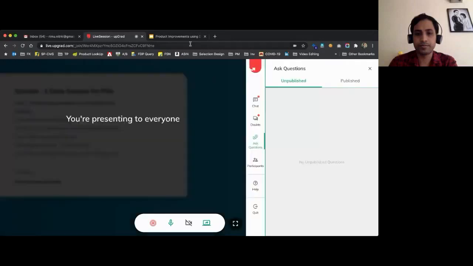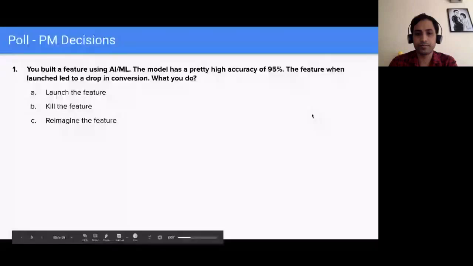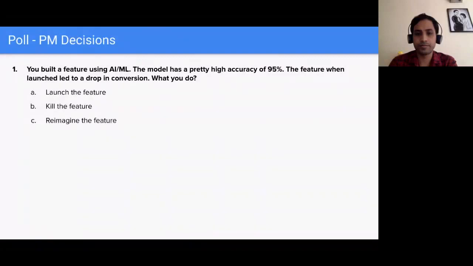Okay, so I think the question was around, let's say the data scientist built a model which is very accurate, but when we launched the product, it actually didn't make a lot of sense in terms of business metrics. If you remember, in one of the earlier slides, we discussed business metrics being different and data science metrics being different, and this is a very clear example of that. The data science metric is coming out very good, but the business metric is not working in favor, right? Then what do you do as a PM?